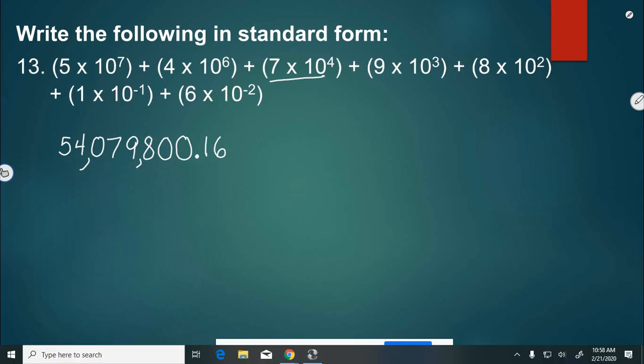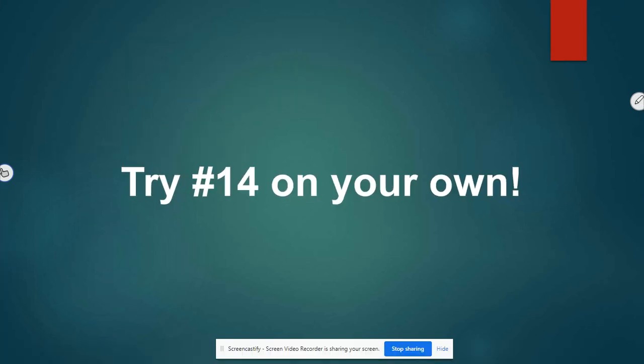You're going to try number 14 on your own as well. And then you can move on to today's exit question and homework.